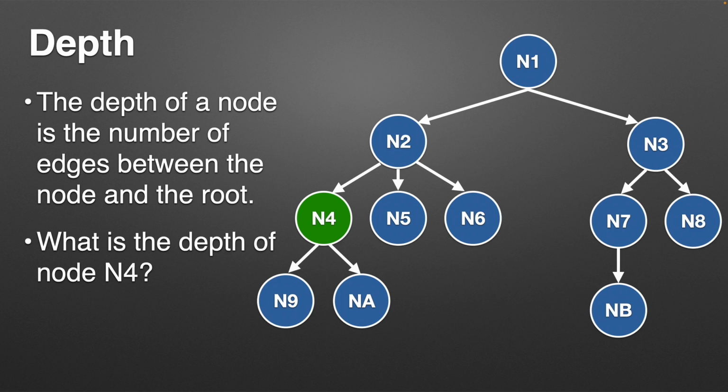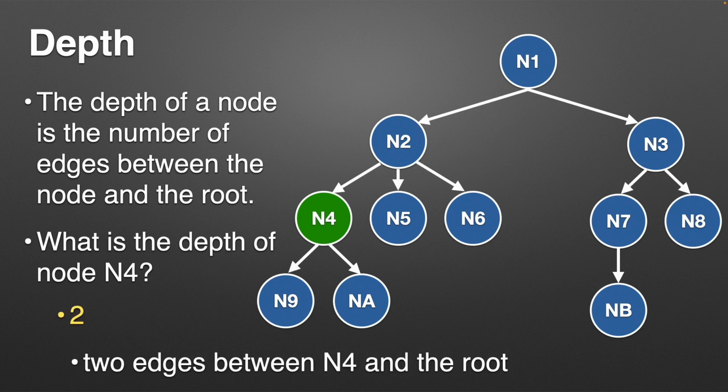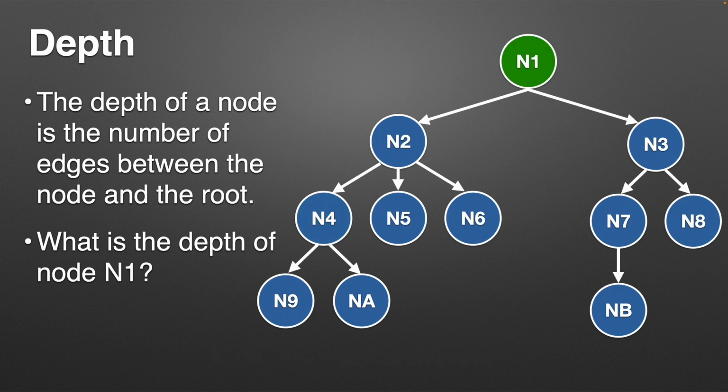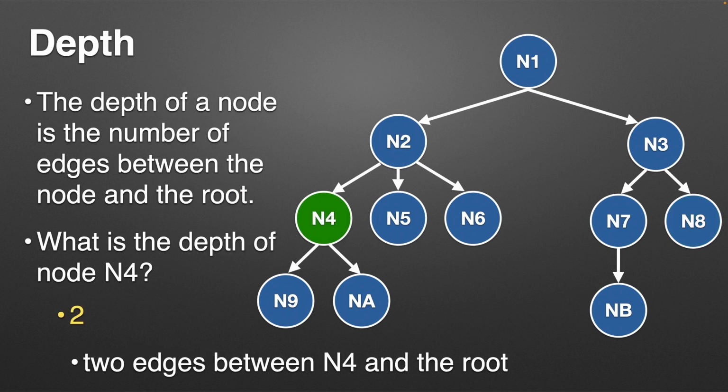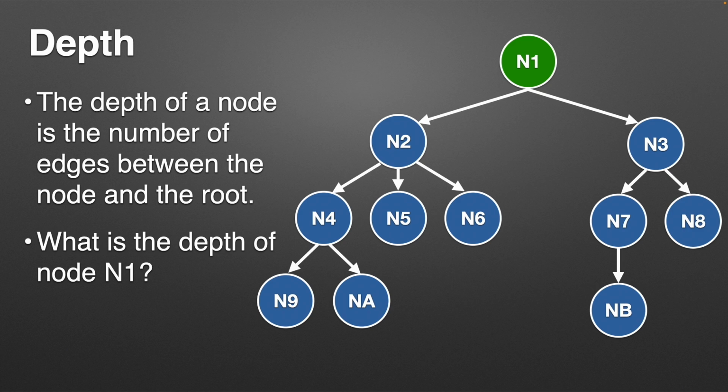All right, so the depth of the node is the number of edges between the root and the node itself. So the depth of N4? Yes, 2. You get this edge here and then this edge here. Is this asking about the depth, but at first it was asking about the degree? The degree, yeah, the number of children it has. Okay, how about N1, the depth of N1? 0, yeah.